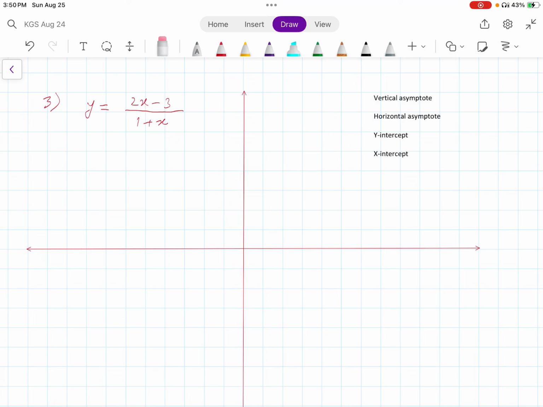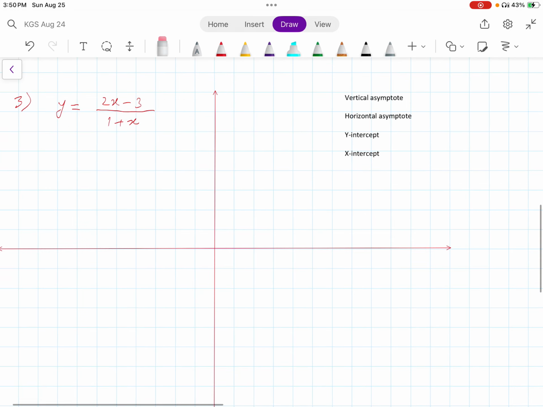In example 3, we are going to sketch another rational function. Now the difference is, in the numerator we have another polynomial, 2x minus 3, and the denominator is the same, 1 plus x. In this example we'll have to find the vertical asymptote. To find the vertical asymptote, we can figure it out by putting x equals minus 1 in it.